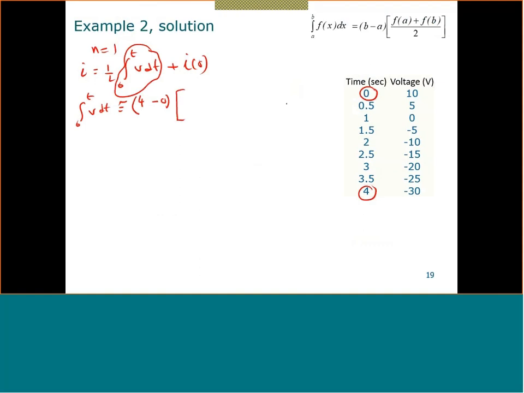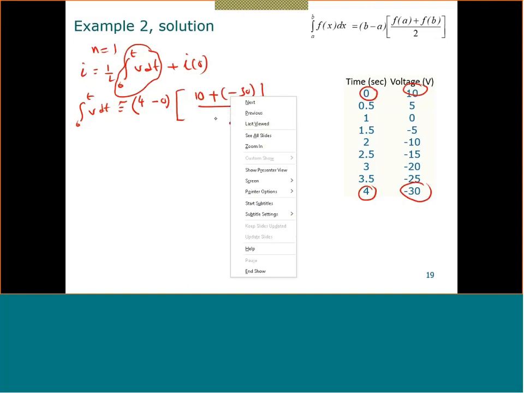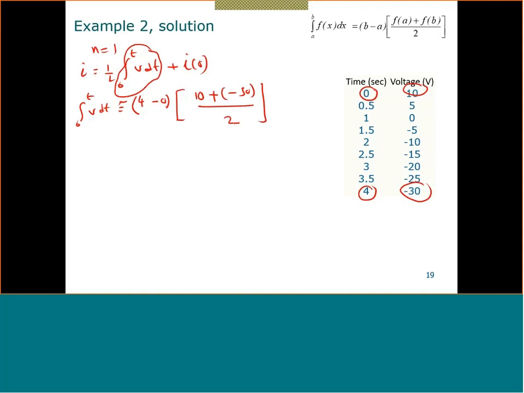times f of A. This is your f of A. So it becomes 10 plus f of B, which is minus 30, divided by 2. So this is equal to minus 40. Now, if I substitute here to find the current, I is equal to 1 over L, which is 1/2, times minus 40 plus 2, the initial condition. This will give you minus 18 amps.